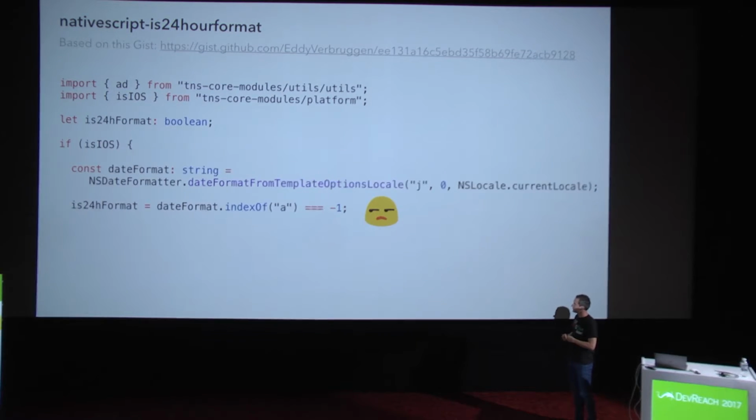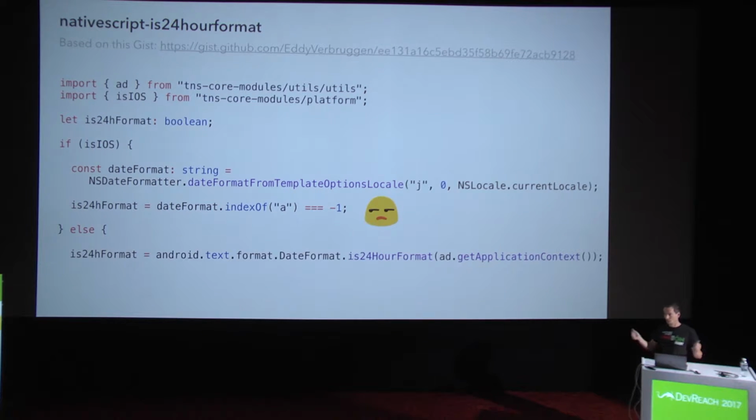So what happens here? There's a date formatter and a format template options locale and a J and a magic 0, and then okay, use your current locale. I get that's relevant, but then use the date format and just see if there's no A in it. Okay, it's very weird, but that's the way you can do it, and I found that on Stack Overflow, and it got a lot of thumbs up, so it's probably okay.